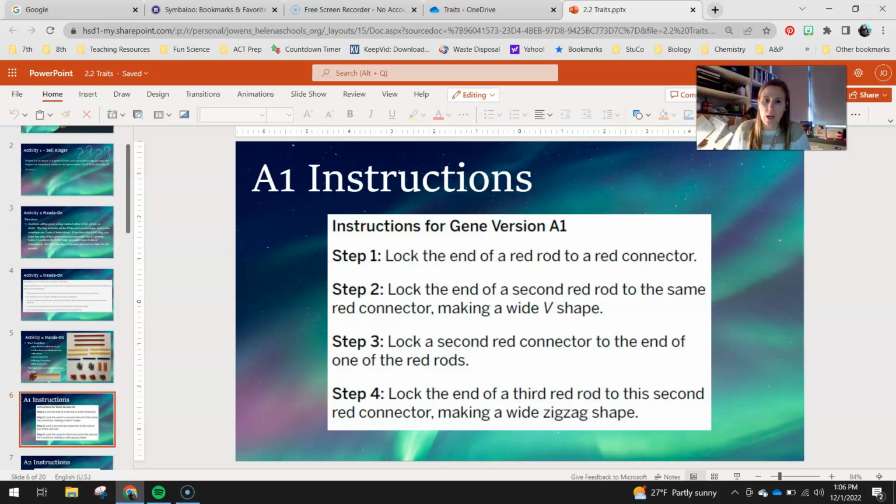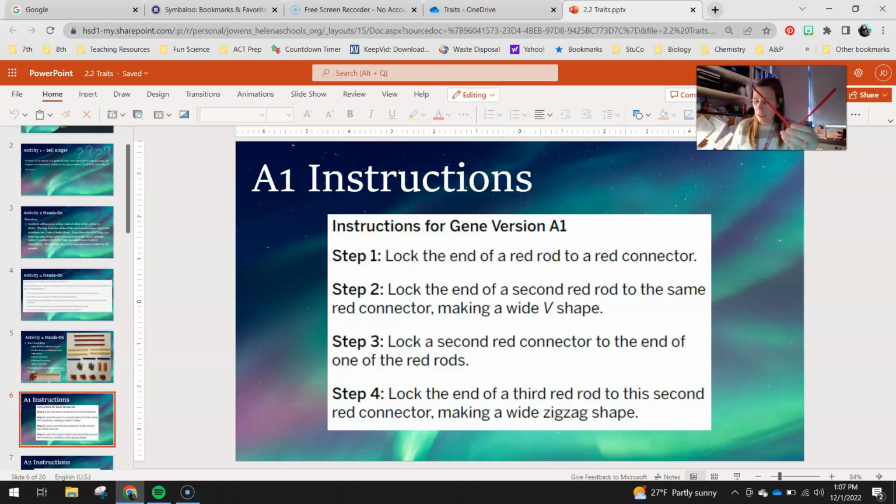Okay, so step 1, lock the end of a red rod, here's my red rod, to a red connector. Okay, and step 2, lock the end of a second red rod to the same red connector, making a wide V shape. Okay, so there's my wide V shape right there.